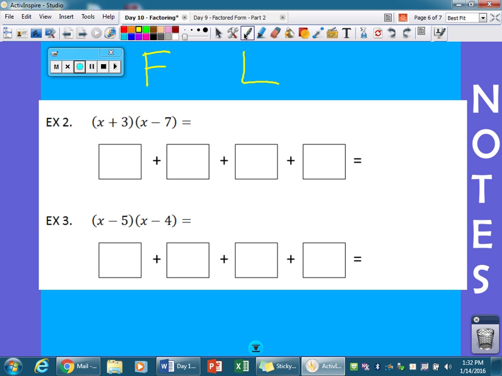We have O and then I. Okay, so FOIL. So first, we multiply our first two terms. X times x, which is x squared. Now I have our outer. X times 7. Now here's where it gets a little tricky. X times a negative 7 gives me a negative 7x.